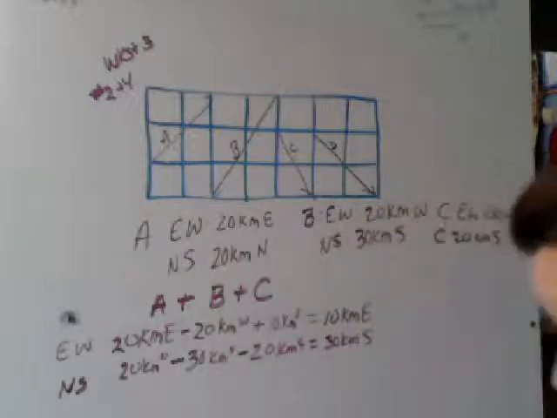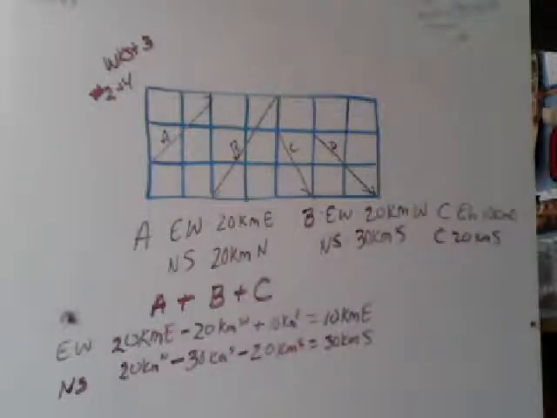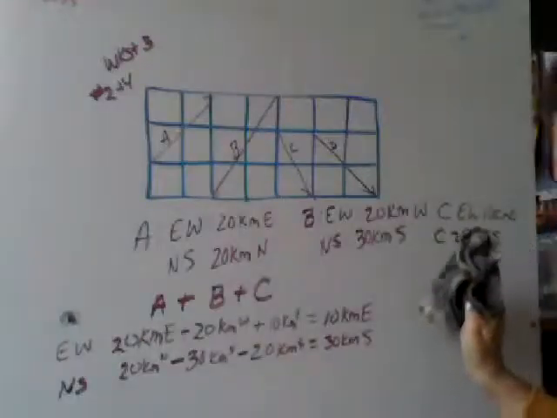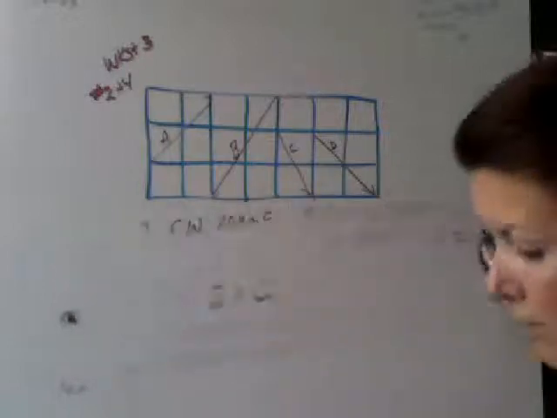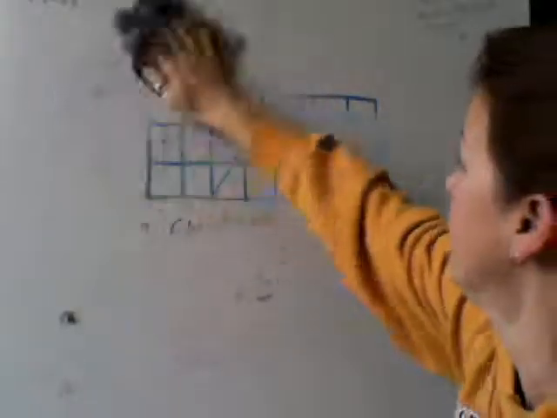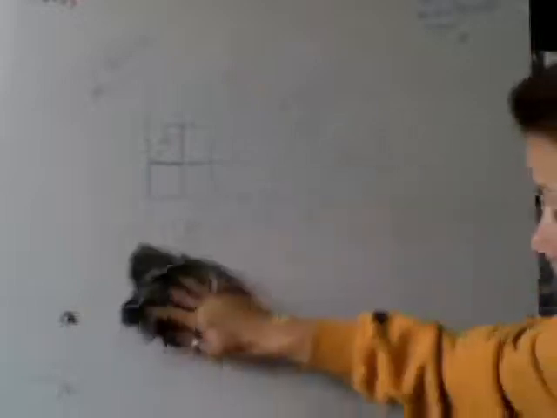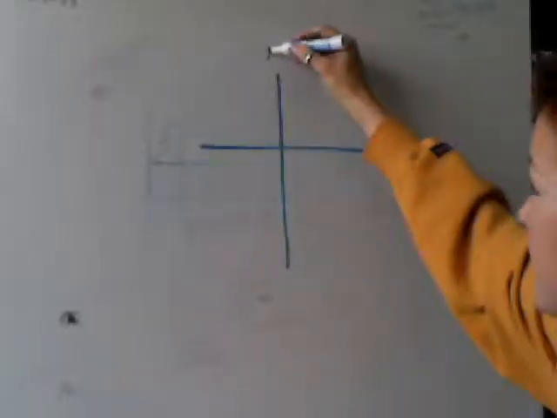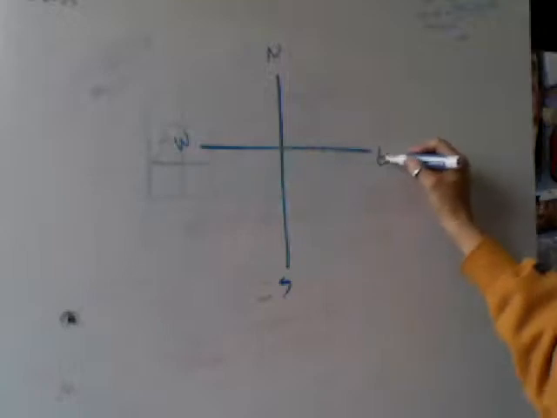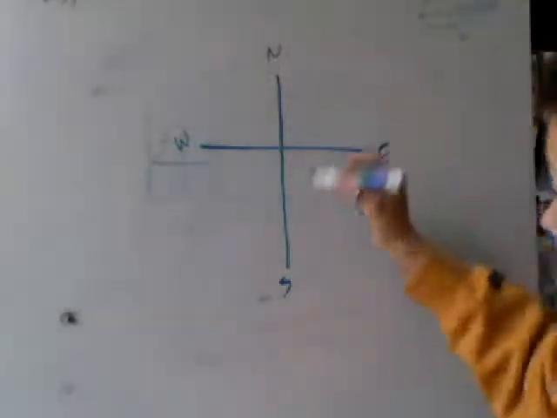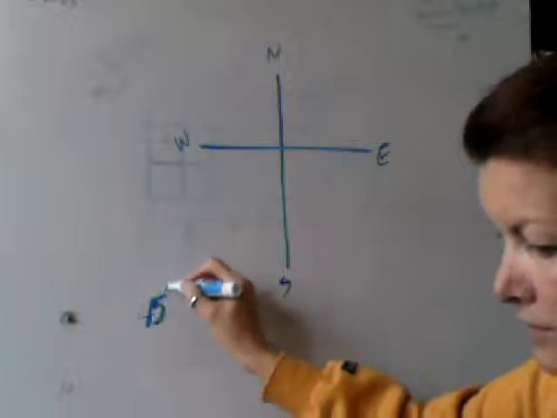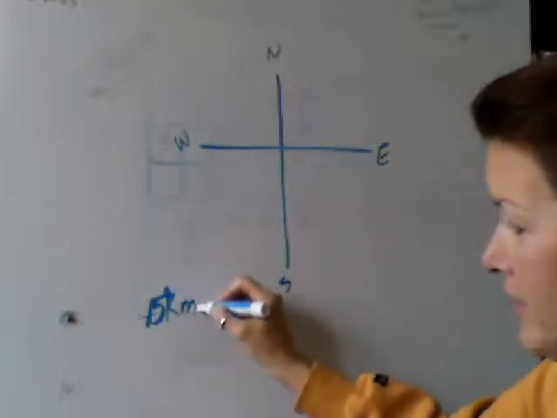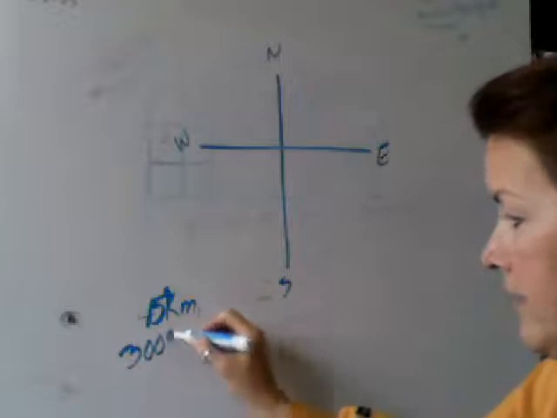So then if we back up to problem number 3, it asks us to sketch the given vectors and project the vector onto the coordinate axes. So again, we start with our cardinal coordinates, north, south, east, and west. And it says that this is 45 kilometers at 300 degrees.